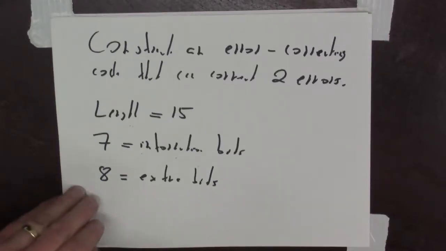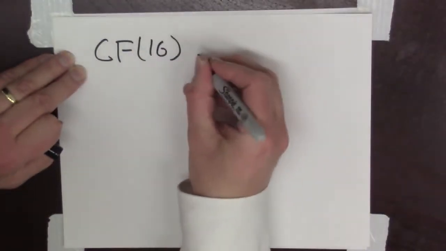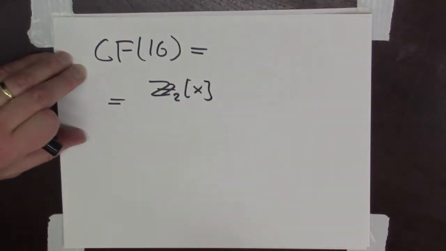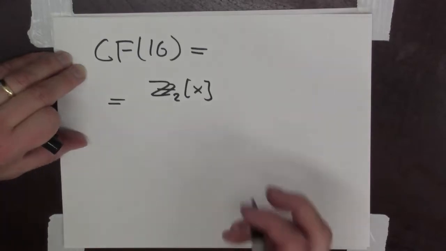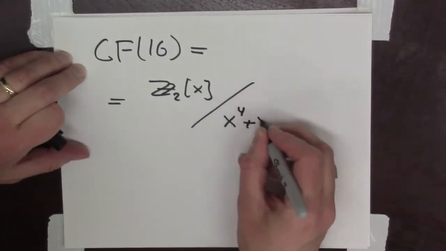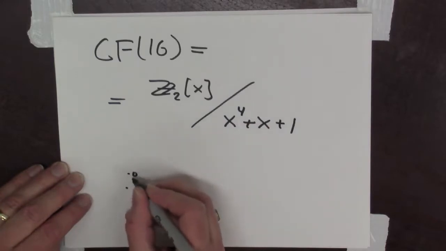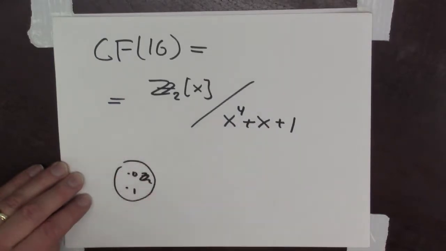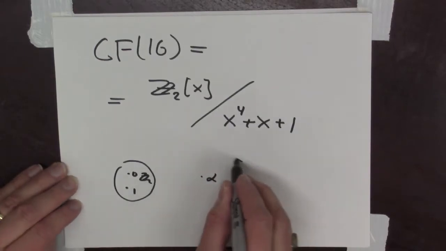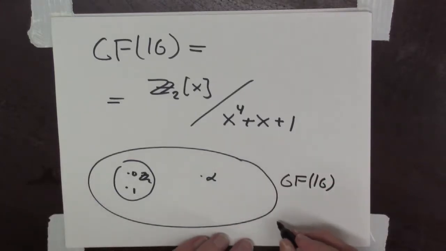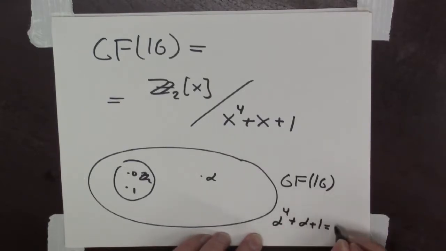And how are we going to do this? Well, we're going to use what's going to be our favorite field, the field of 16 elements. We're going to think about this as taking the polynomials with coefficients modulo 2 and dividing out by a favorite irreducible polynomial, x to the 4 plus x plus 1. Alternatively, we can start with the field of 2 elements and join alpha to construct the field of 16 elements, the Galois field, where alpha satisfies the equation alpha to the 4 plus alpha plus 1 equals 0.